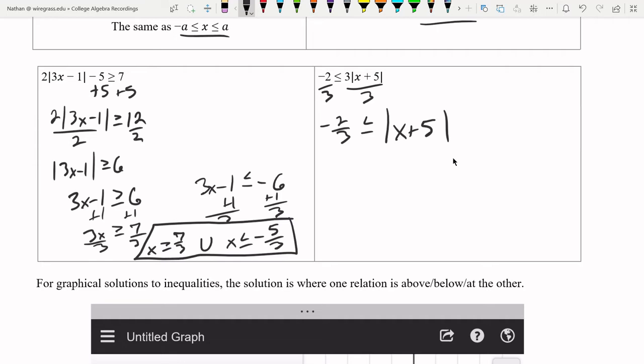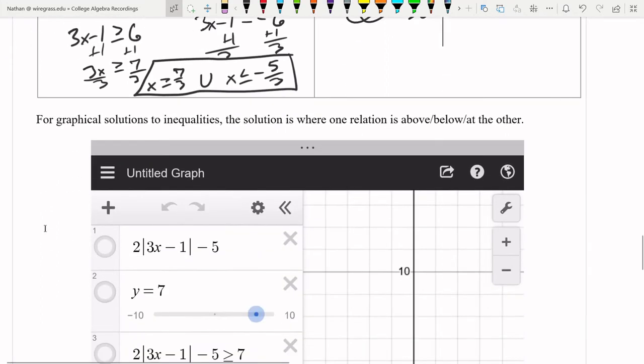This absolute value is greater than a negative number. All distances are greater than a negative number. Therefore, there are infinite solutions. And we can stop right there. Okay, let's actually graph this thing to give you an idea.